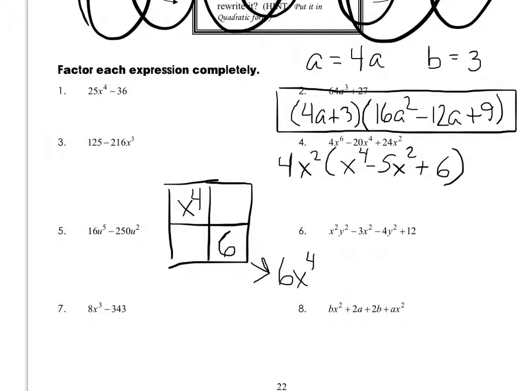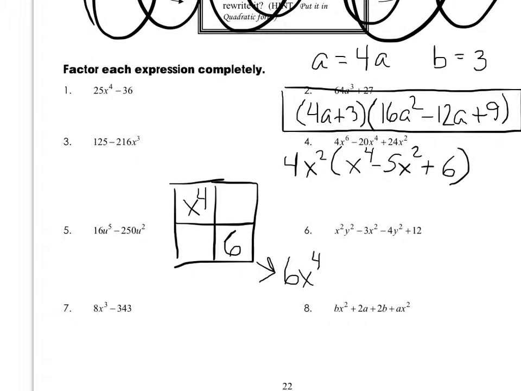And we're looking for two multiples of 6x to the 4th that would give me a negative 5x squared. So if I do negative 3x squared and negative 2x squared, okay, those would work out. GCF is x squared. X squared times x squared is x to the 4th. X squared times negative 3, x squared times negative 2.